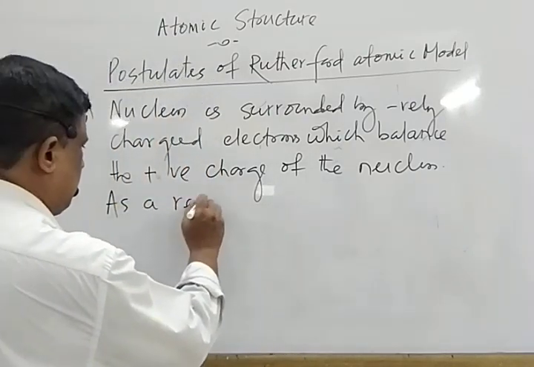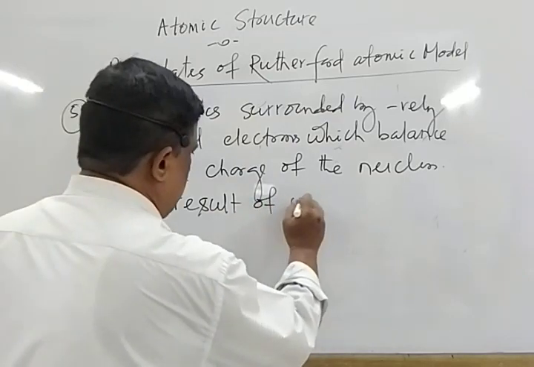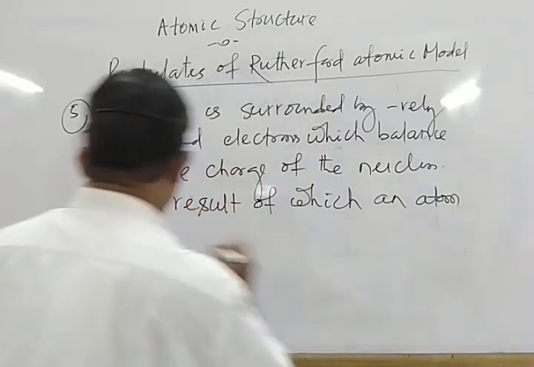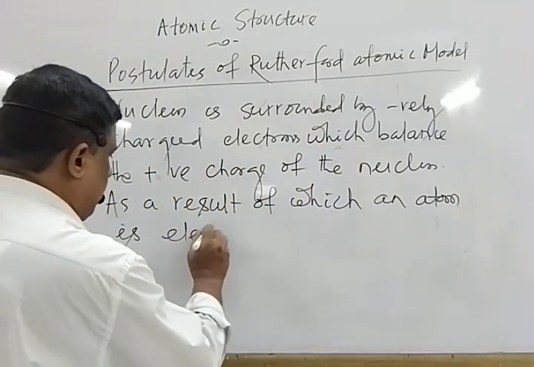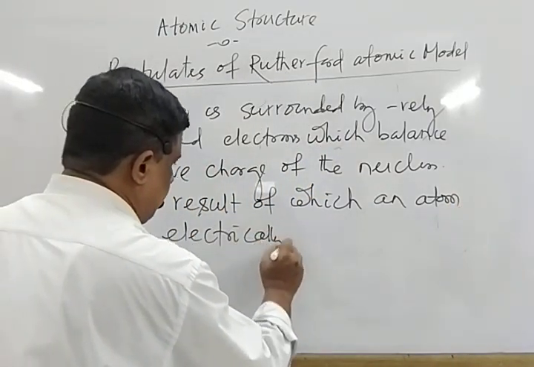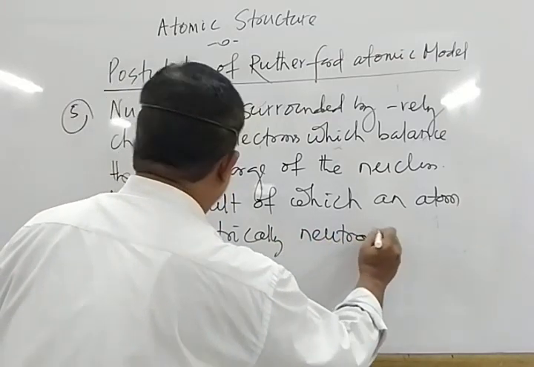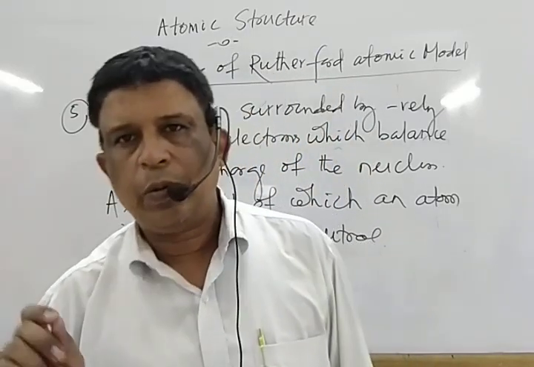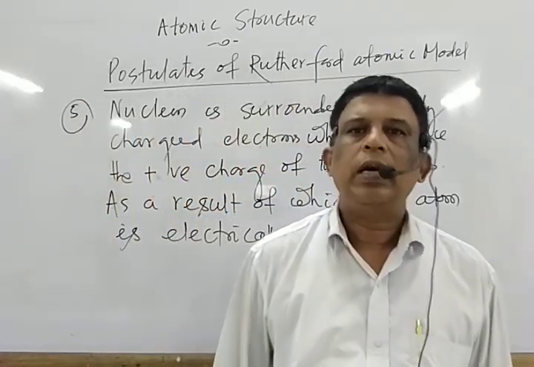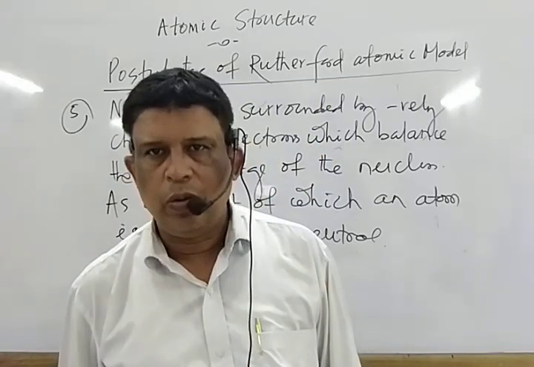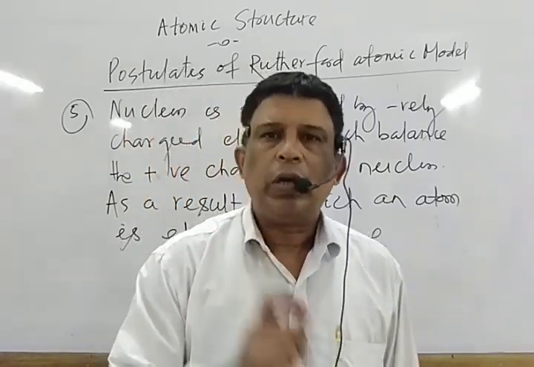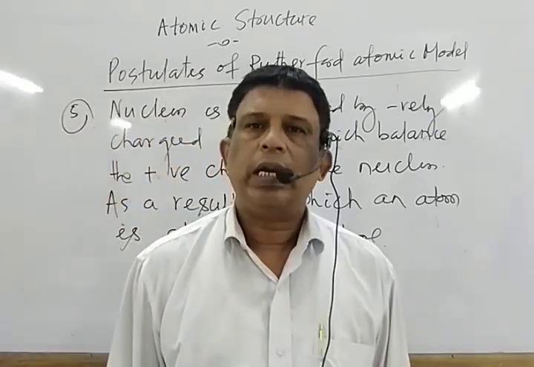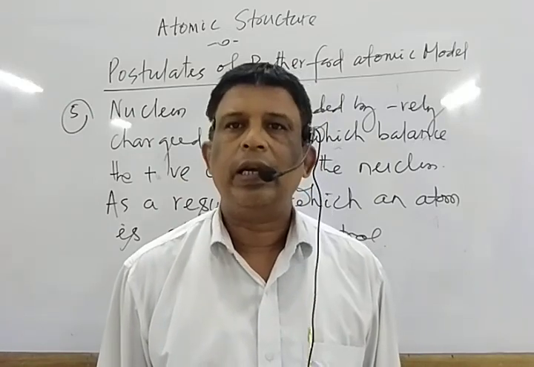As a result of which an atom is electrically neutral. Mark that. We know that the nucleus is a positive charge, that is the presence of a proton and a neutron, while electrons are revolving around the nucleus, as a result of which total positive charge is cancelled out by the total negative charge.